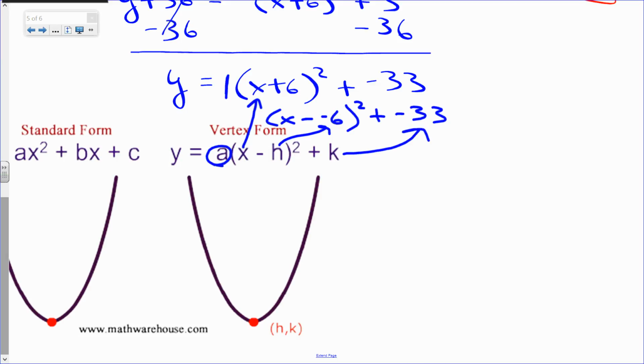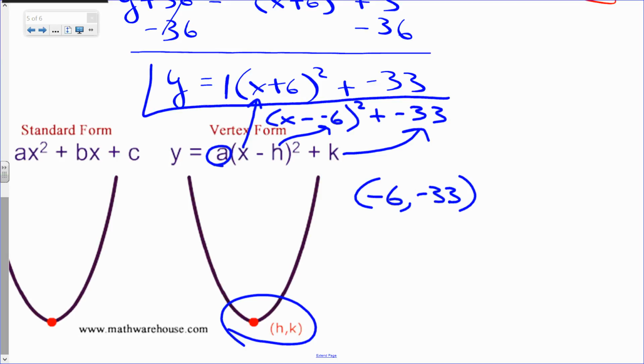And remember, your h, k is your vertex. And remember, I graphed it a little while ago on our graphing calculator, and you saw with your own eyeballs that the vertex was indeed negative 6, negative 33. That was the vertex, remember, on a graphing calculator? So our final, we're virtually done right here. This is vertex form.